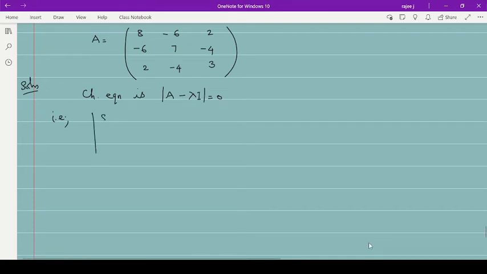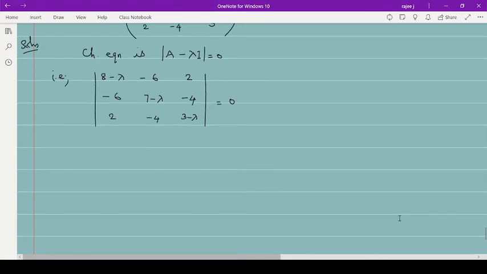Determinant of the matrix with entries 8 minus lambda, minus 6, 2; minus 6, 7 minus lambda, minus 4; 2, minus 4, and 3 minus lambda, equal to 0. So we will use the direct formula method, without opening this determinant. Directly I am going to use that formula.